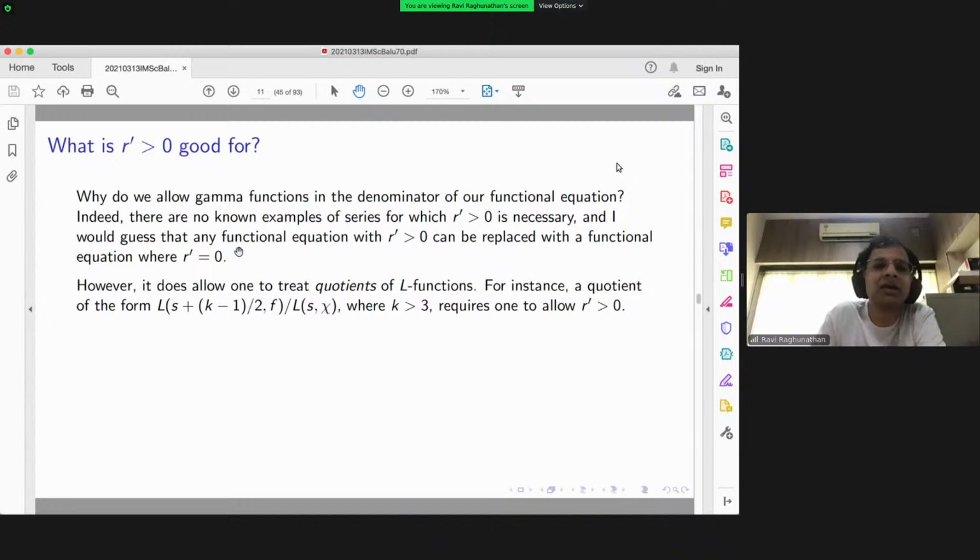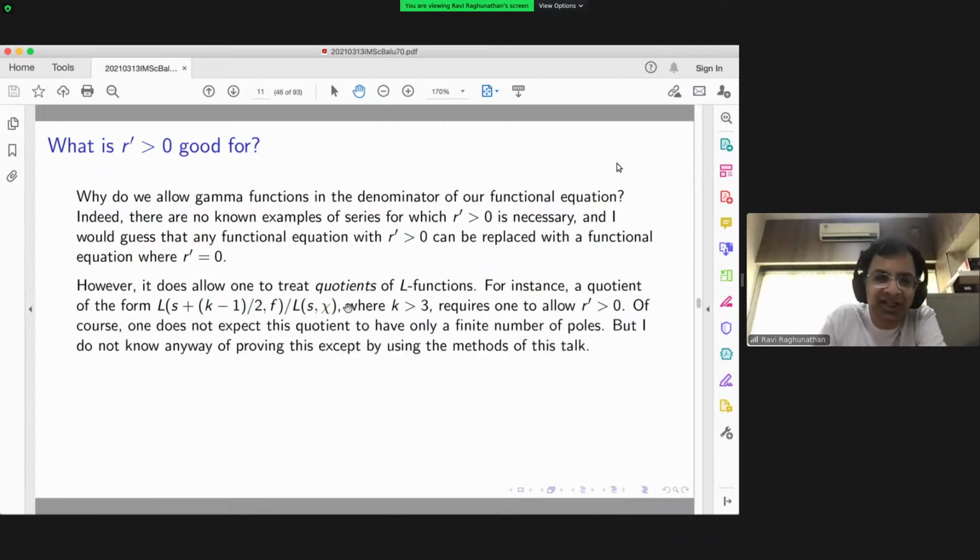But one thing is it allows us to treat quotients of L functions. So if you take something like L(s plus k minus 1/2, f) and divide by L(s, chi), where f is say a modular form or Maass form, right? This sort of function will have a functional equation, right, with gamma functions in the denominator.